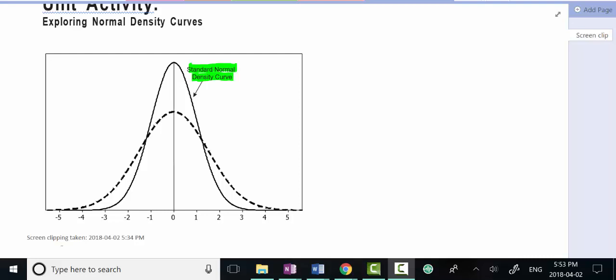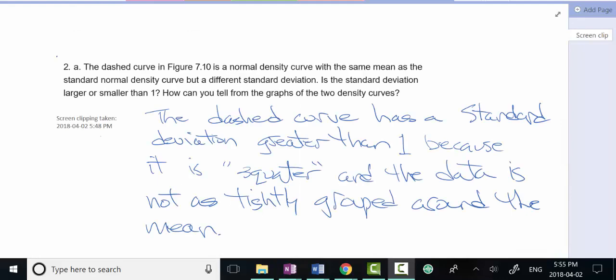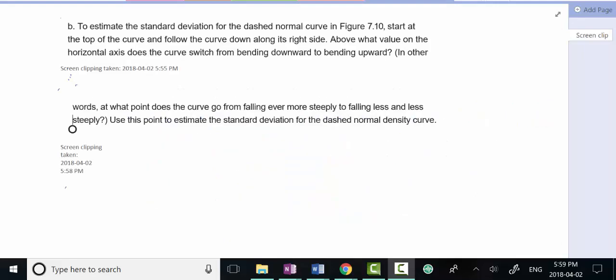You can compare any 2 points on these curves, but let's just go here. The standard normal density curve, the solid line, is steeper and more grouped around the center, and so it has a smaller standard deviation than the broader, flatter dashed curve. The dashed curve has a standard deviation greater than 1 because it's squatter and the data is not as tightly grouped around the mean. So now I'm asked to estimate the standard deviation for the dashed curve in figure 7.1.